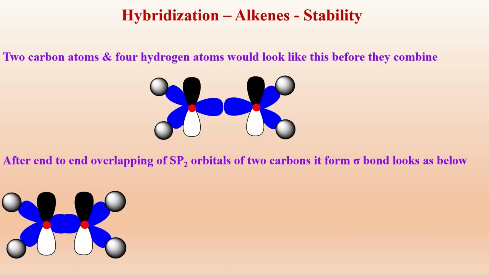Out of the three sp2 hybrid orbitals, two sp2 hybrid orbitals are overlapped with the s orbitals of the two hydrogens in this case and also here, and the sp2 hybrid orbital of the first carbon combines with the sp2 hybrid orbital of the second carbon end to end, and it gives another bond.